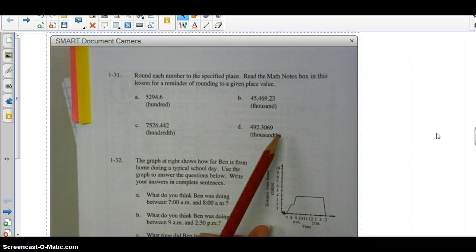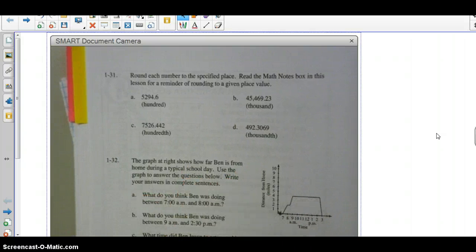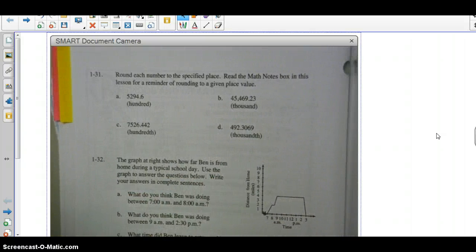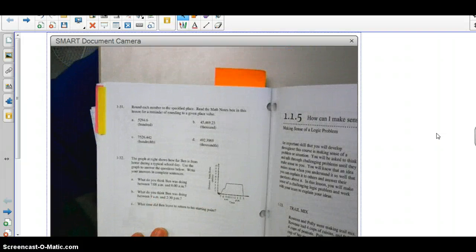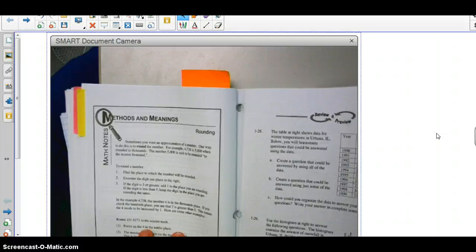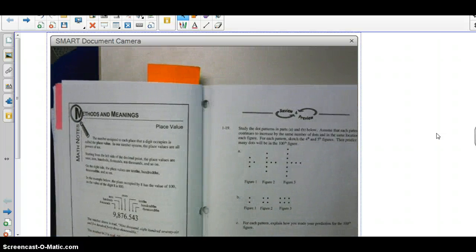Remember to go back in your math notes earlier. Let's zoom out a little bit and take a look at where those are actually located in our book. In our book, we do have the math notes that gave us kind of a good visual of our place value.